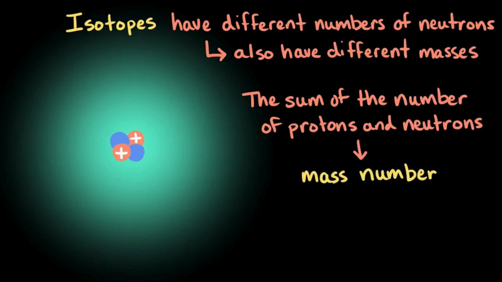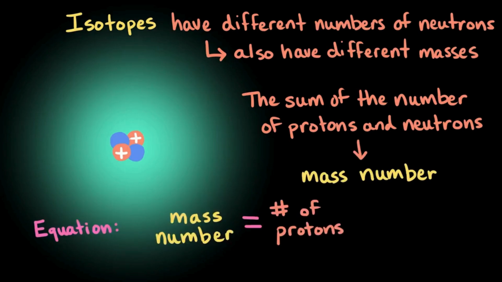We can write this in the form of an equation as follows. Mass number equals the number of protons plus the number of neutrons.